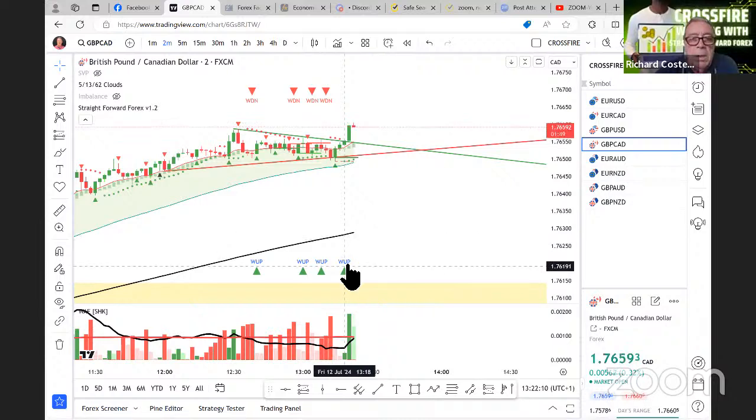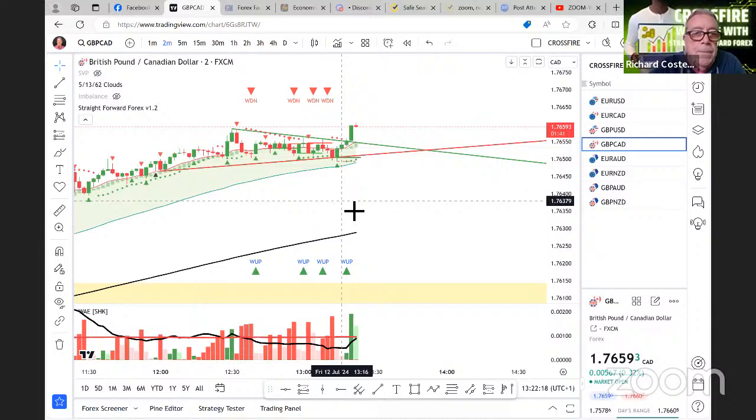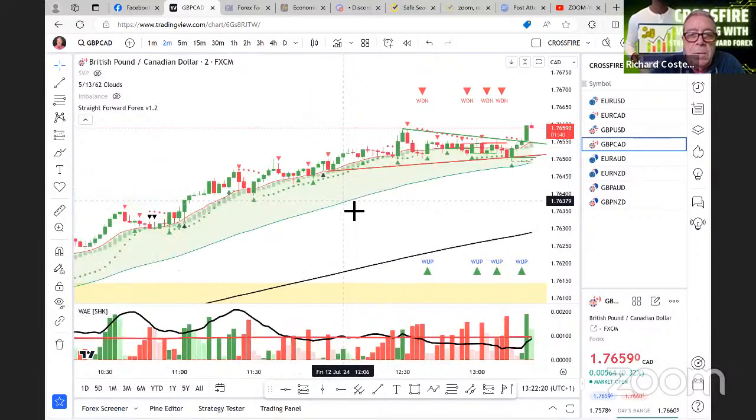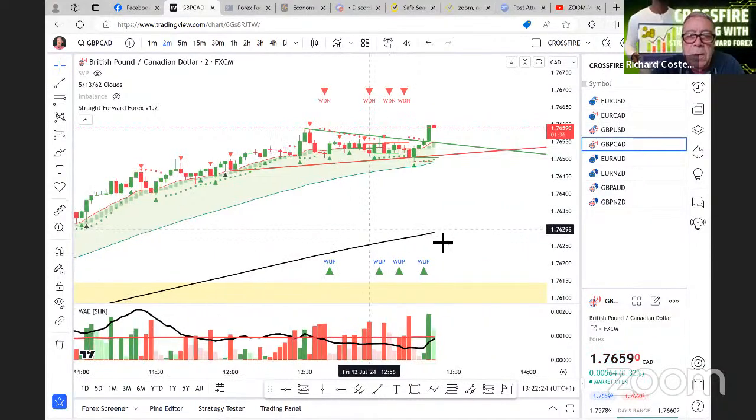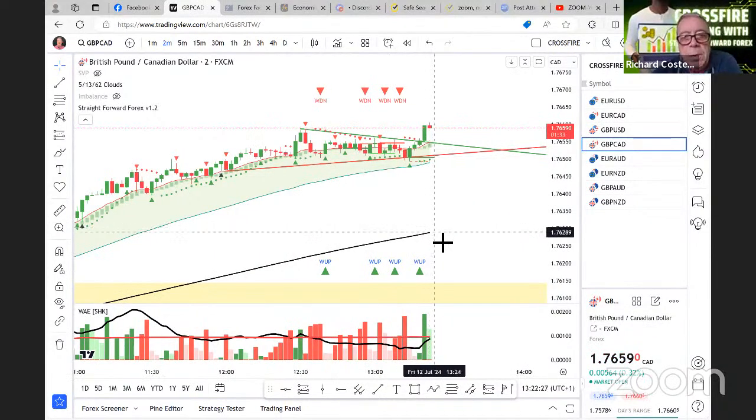There's a wave up indicator. There's the green PSAR pushing price up. Now, where are we in relation to the moving averages? There's the 200 moving average, the black line, and it's pointing upwards. It's quite a distance away from current price.